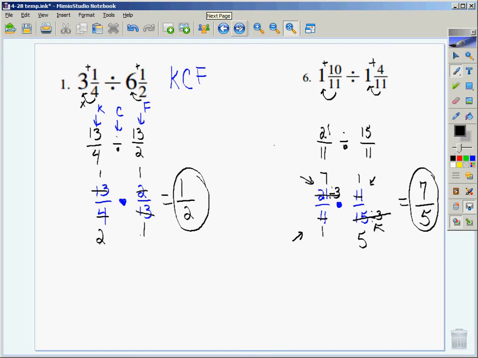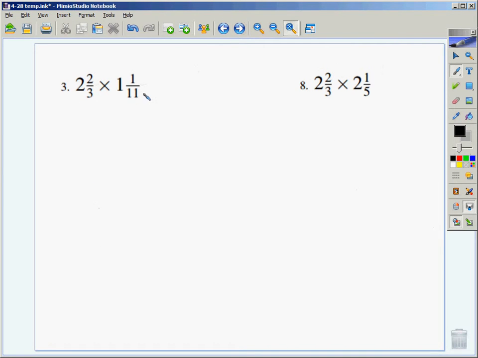Okay. I'm going to do 2 multiplication problems. This is number 3 and number 8. Again, even when working with multiplication, what do I have to do to my mixed numbers? And what is this one going to become? This is going to become 8 over 3, and this is going to become 12 over 11.